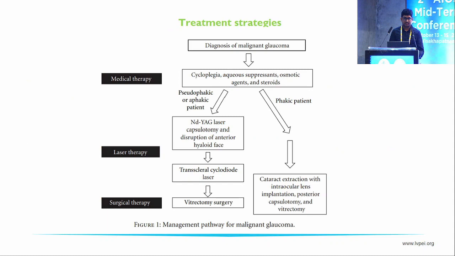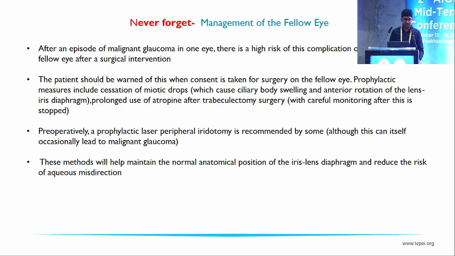Regarding treatment strategies, in a phakic patient we do cataract extraction with posterior capsulotomy and vitrectomy, and in pseudophakic or aphakic patients we do Nd:YAG laser capsulotomy and finally vitrectomy surgery. The outcomes are very good. The main thing is that we must never forget the management of the fellow eye. After an episode of malignant glaucoma in one eye, there is a high risk of this complication occurring in the fellow eye after a surgical intervention, and the patient should be warned of this when consent is taken for surgery on the fellow eye.